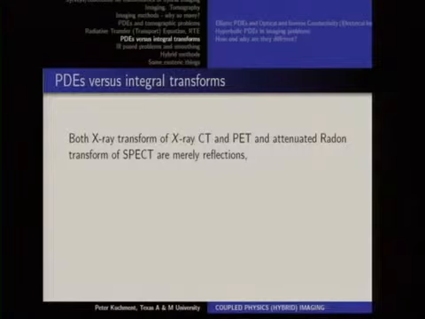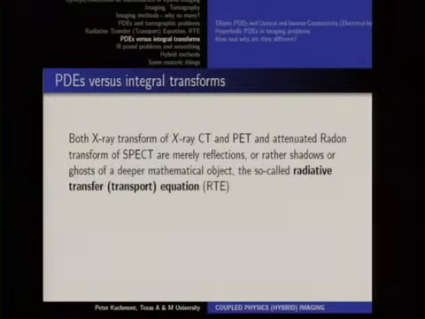One is integral transforms, and another is the underlying PDE. So in other words, what are those integral transforms? They're not fundamental. They are just traces on the boundaries that we see from something that's going on inside. So I would want to say that these Radon transforms are merely reflections or even shadows or ghosts of a deeper mathematical object, this radiative transfer equation inside.